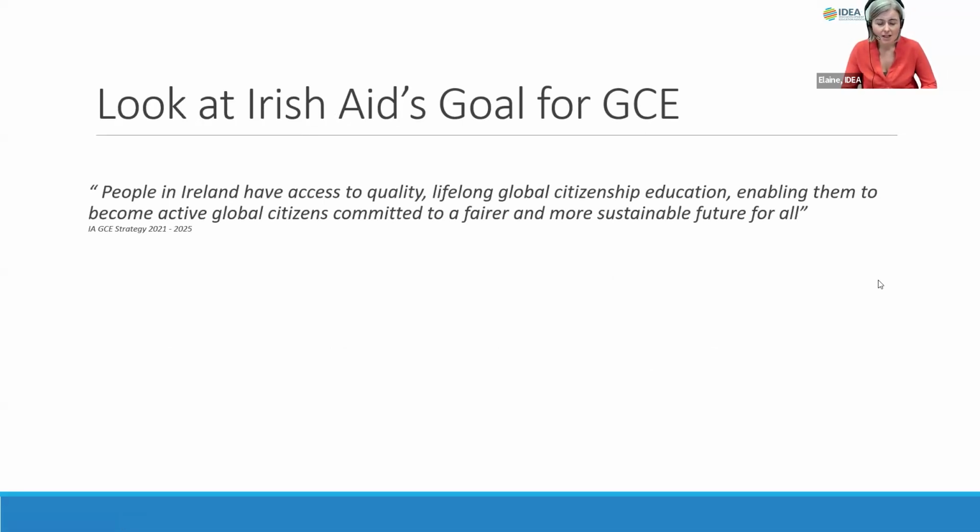So the goal in the Irish Aid strategy is that people in Ireland have access to quality, lifelong global citizenship education, enabling them to become active global citizens committed to a fairer and more sustainable future for all. I'm sure even if you were to break that down word by word, you'd see some terminology and language that you could use to articulate the goal for your specific project for the GCE grants.